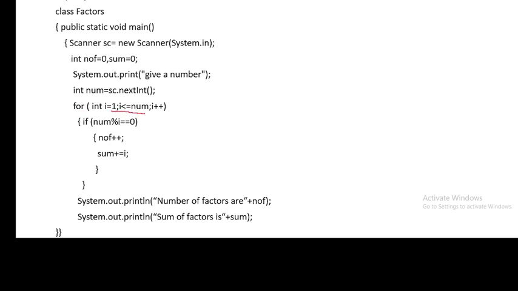In this for loop, again the loop is same. i will go from 1 to number. Whenever the condition is satisfied, we are increasing the counter by 1 so that we can get the number of factors as well as the sum of the factors. So sum += i means sum = sum + i, and initially this sum is 0. Initially NOF is also 0. So whenever we get any factor, NOF will be increased by 1 as well as we get the sum. And when this loop terminates, we can print both the number of factors as well as the sum of the factors.